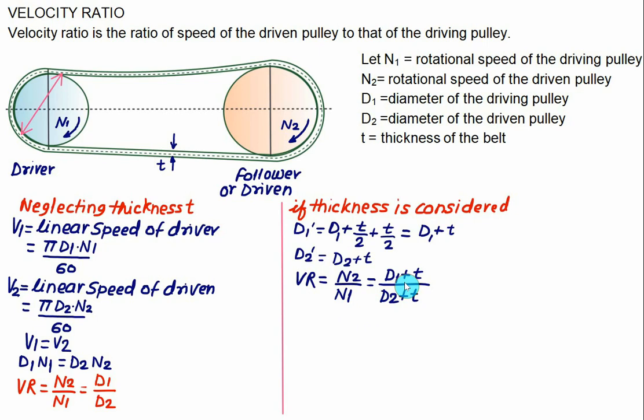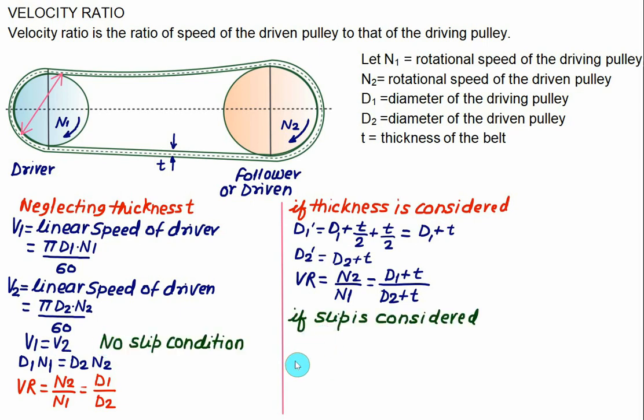So this equation you have to use if the thickness is considered, and if the thickness is neglected, put the value of T equal to 0, you will get VR equal to D1 by D2. When we have equated V1 equal to V2, it is called the no slip condition.